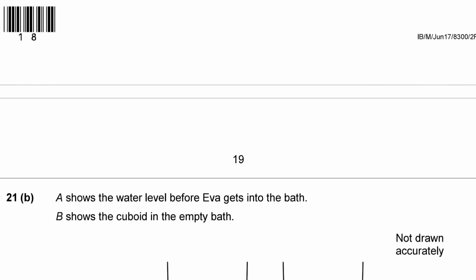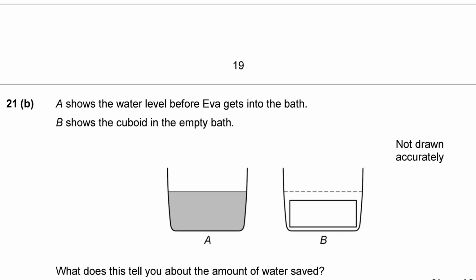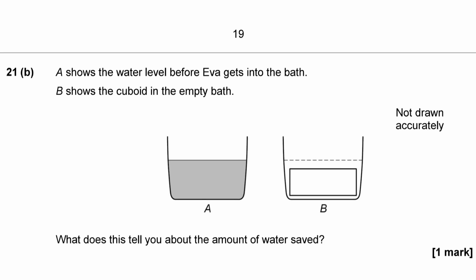Okay, so part B says A shows the water level before Eva gets into the bath, and B shows the cuboid in the empty bath. What does this tell you about the amount of water saved? So I would say that this is the cross section of the cuboid, isn't it? So that is clearly an underestimation of the water in the bath, because you've got all this extra space around the edge that we haven't accounted for.